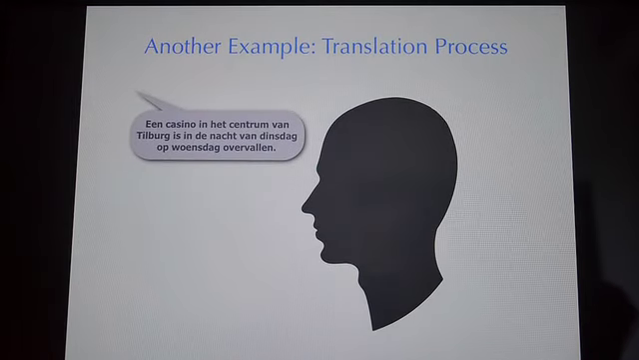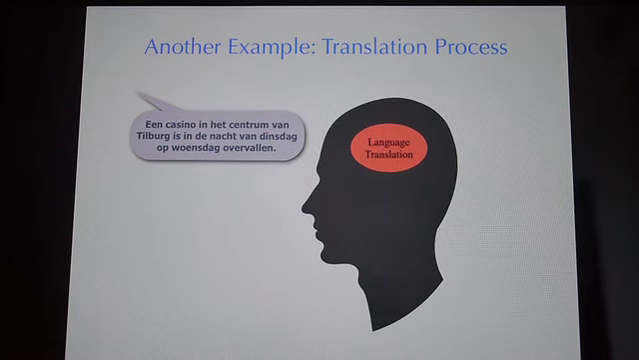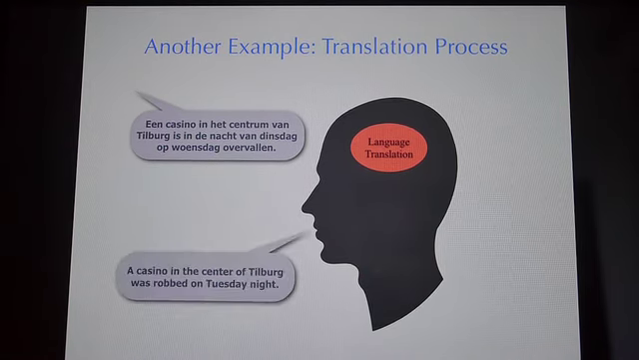You hear a sentence in one language. If you speak that language, you basically form some representation of this sentence, and then you can regenerate it in a different language. Here we have a translation of a sentence from Dutch to English, for example.